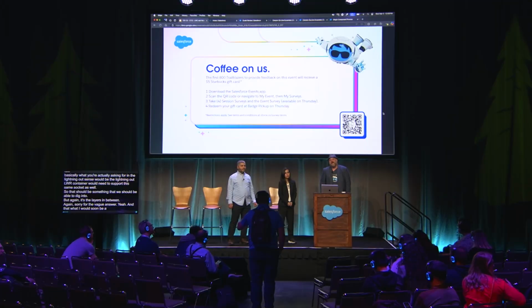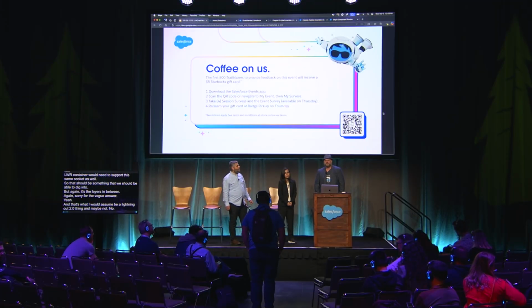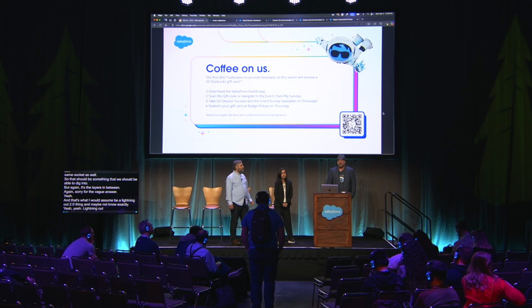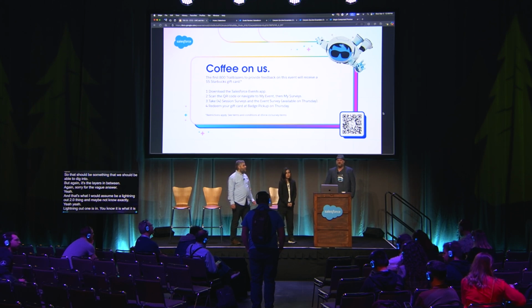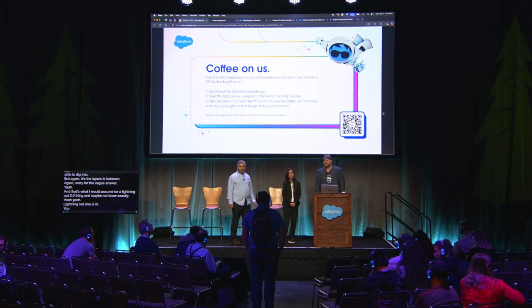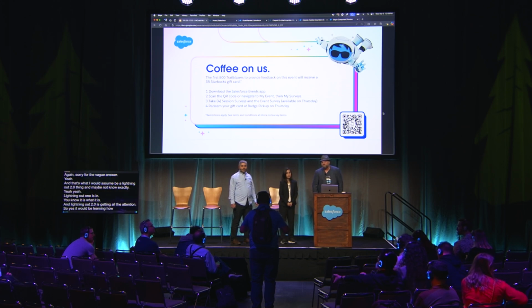The Lightning Out one is interesting, because what you're actually asking for in the Lightning Out sense is that the Lightning Out LWR container would need to support this same socket as well. That's something we should be able to dig into, but again, it's the layers in between. Sorry for the vague answer. I would assume that would be a Lightning Out 2.0 thing. Exactly. Lightning Out 1 is what it is, and Lightning Out 2.0 is getting all the attention. So yes, it would be Lightning Out 2. That makes sense.